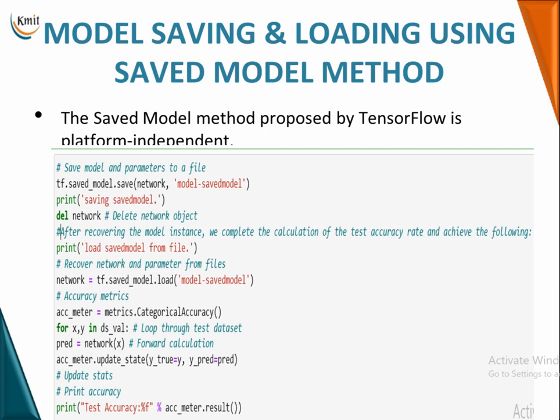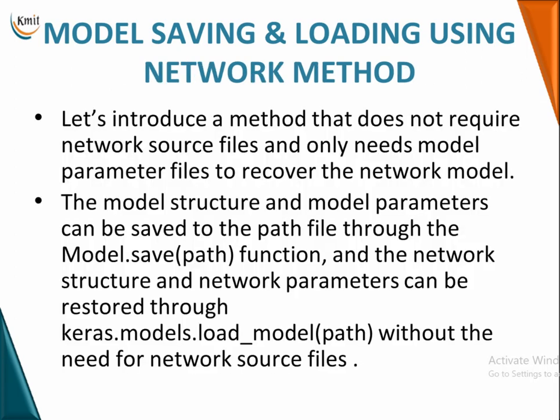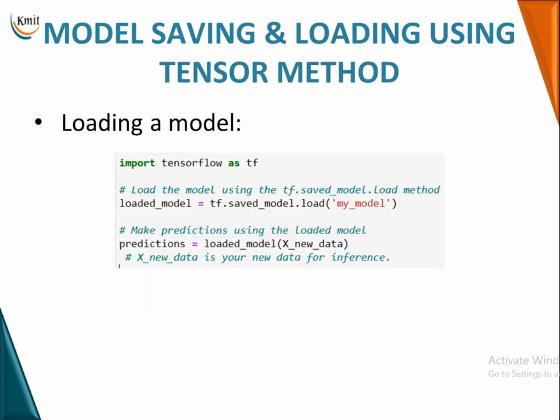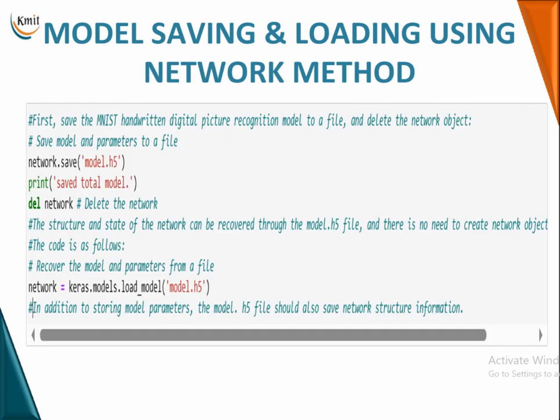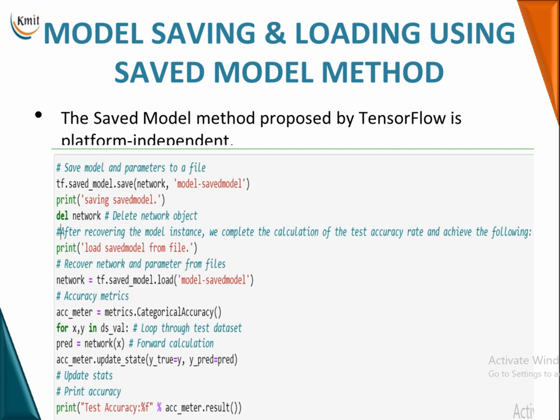So there are three ways in which you can save and load a model. One is the TensorFlow method that you have just seen, saving and loading using the tensor method. The second one is the network method, where you save all the model and parameters to a particular file. And then the third is the saved model method, which is used when you are working with multiple platforms.